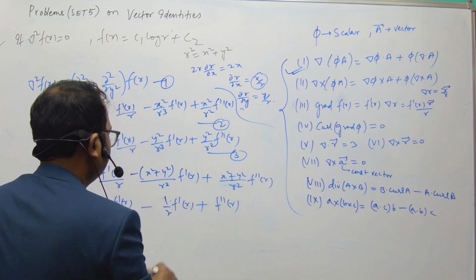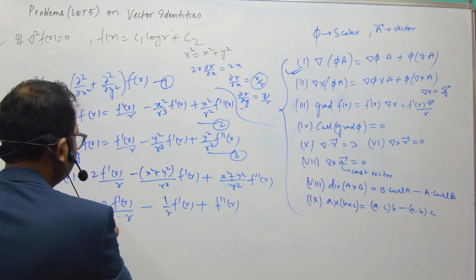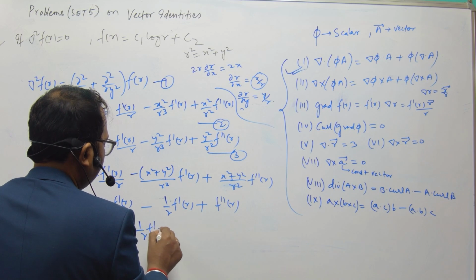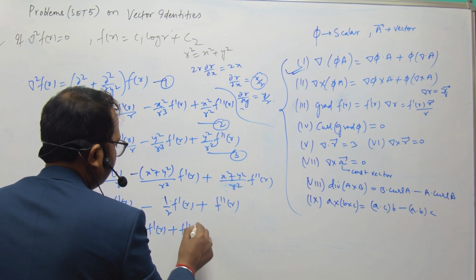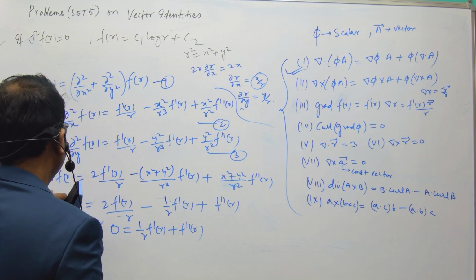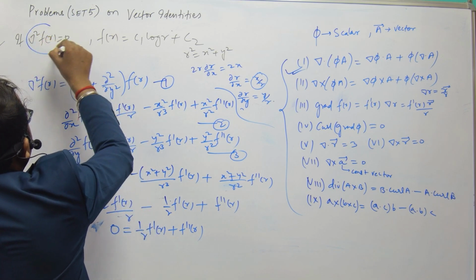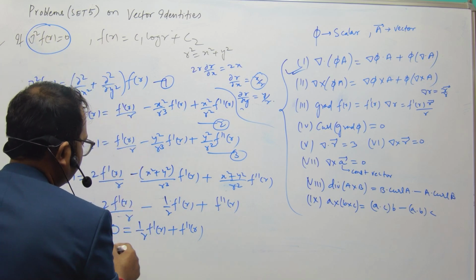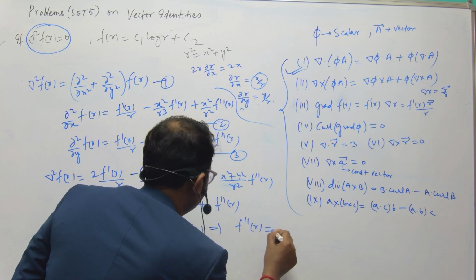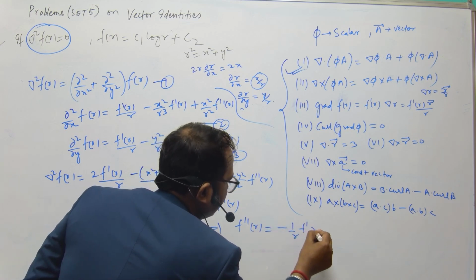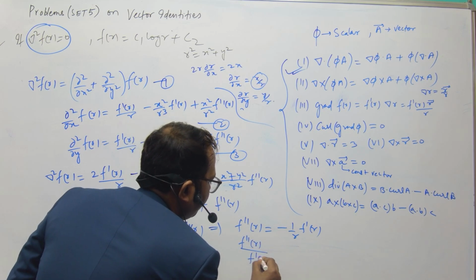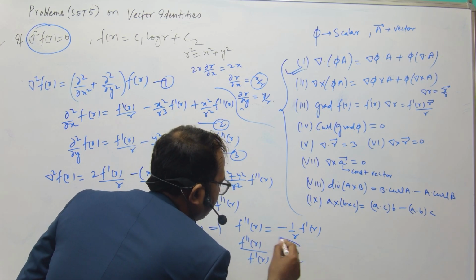So from here this is 2 upon r, this is 1 upon r. So this is equal to 1 upon r f dash r plus f double dash r. This is equal to 0, because given that del square f of r is 0. So from here we have f double dash r is equal to minus 1 upon r f dash r. From here, f double dash r upon f dash r is equal to minus 1 upon r.